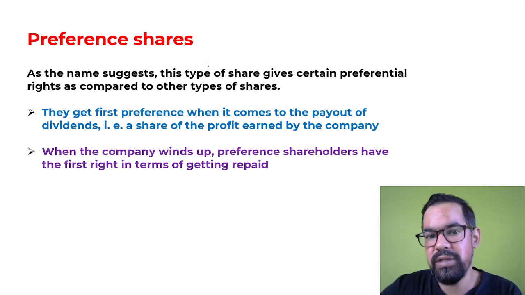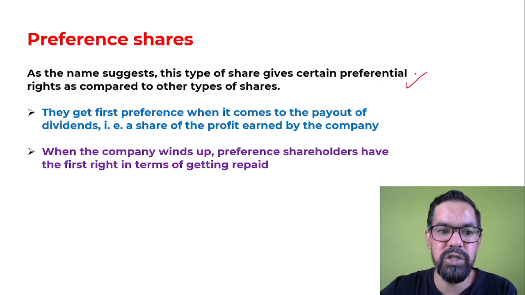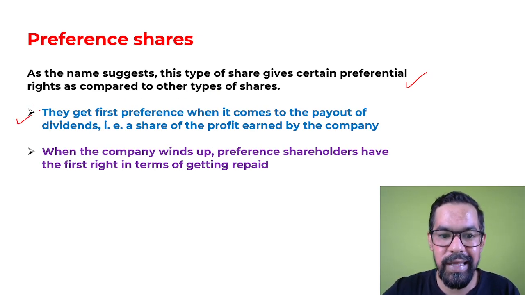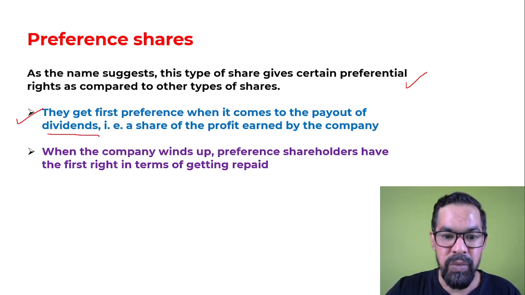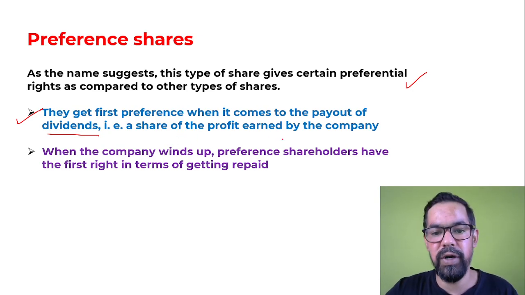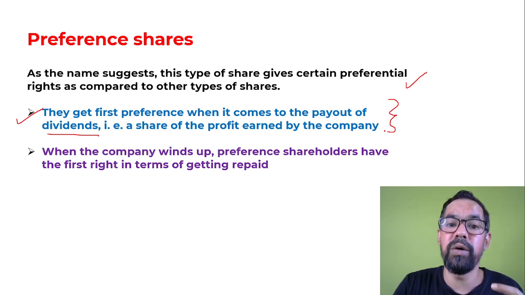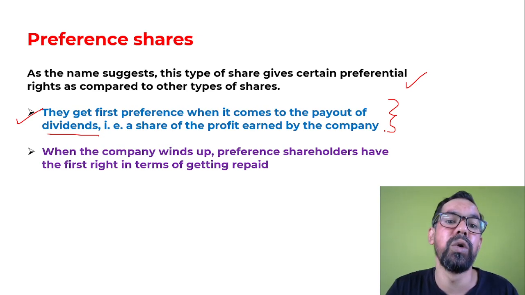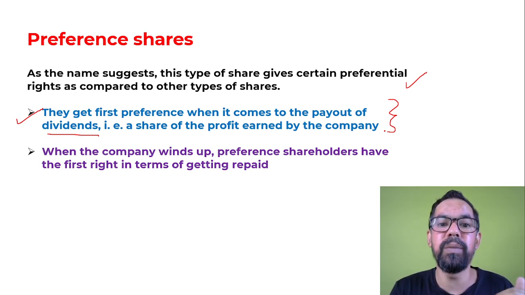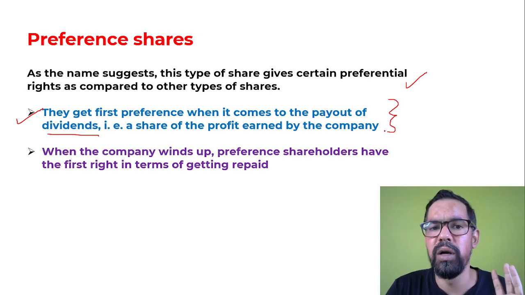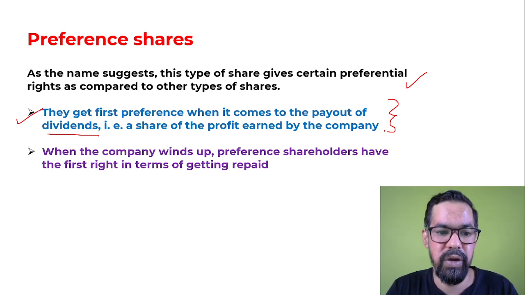So as the name suggests, this type of shares gives certain preferential rights as compared to other shareholders. These rights are, first one, they get first preference when it comes to the payout of dividend, right? So dividend is a share of profit earned by a company. As I gave you an example of XYZ company, they made a profit of 100 crore rupees, and they decided out of this 100 crore rupees they'll distribute 20 crore rupees as a dividend.